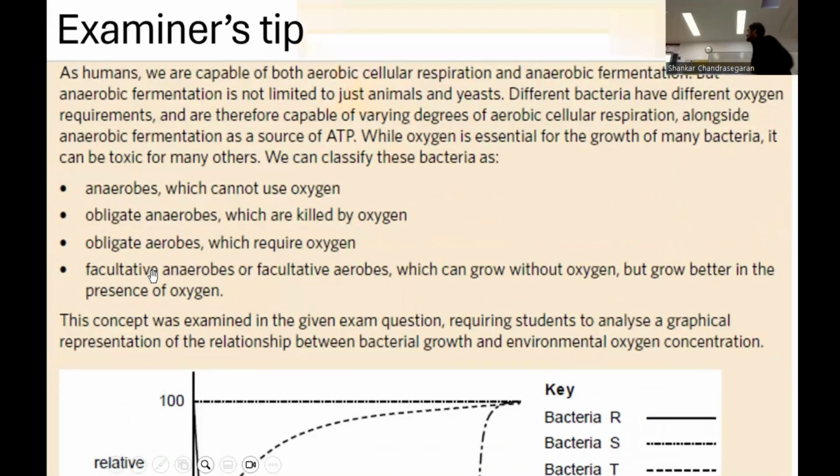Okay, so essentially this is used mainly for bacterial cells and to describe what kind of environment they can usually survive in. If it's an oxygen-rich environment that they are flourishing in, then they are an obligate aerobe, meaning that they require oxygen. If they can survive without oxygen, then they are probably a facultative aerobe, meaning that they can grow without oxygen, but they grow better in the presence of oxygen.